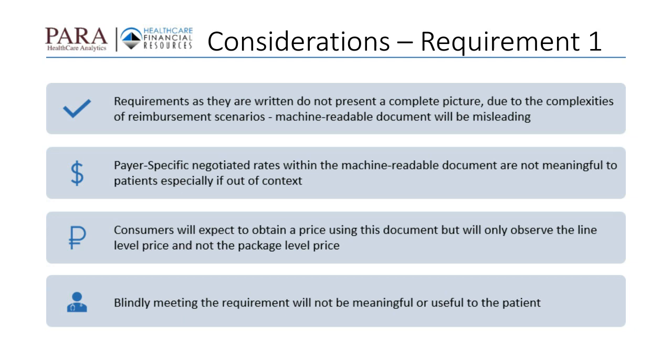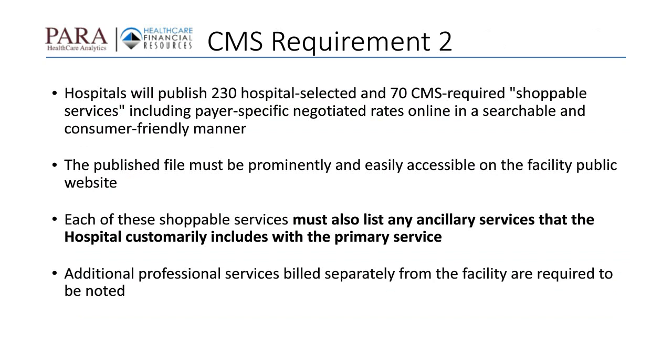Understanding these considerations makes sense for why CMS introduced the second of the two requirements, the posting of the consumer-friendly shoppable services. And now with that, we step into how hospitals can meet that second requirement. Now, hospitals must also publish a secondary document along with the machine-readable file that lists 300 of what CMS has termed as shoppable services. Of these 300 items, 70 have been defined beforehand by CMS, where the remaining 230 are decided at the discretion of the hospital.